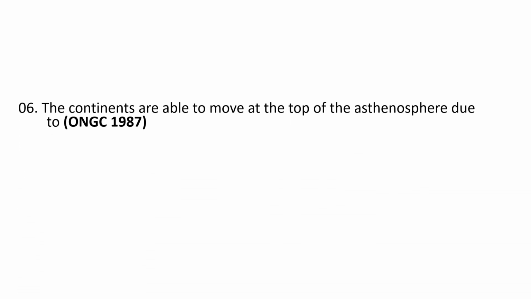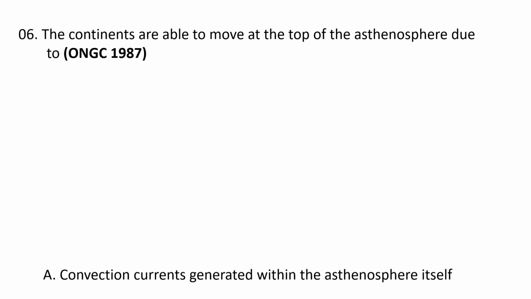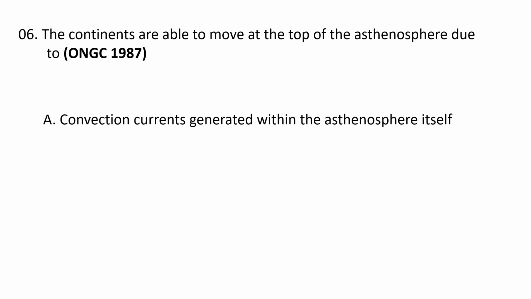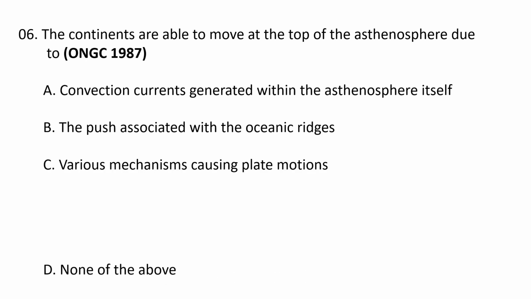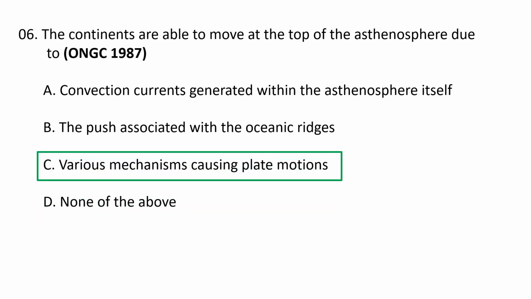Next question. The continents are able to move at the top of the asthenosphere due to A. Convection currents generated within the asthenosphere itself, B. The push associated with the oceanic ridges, C. Various mechanisms causing plate motions, and D. None of the above. So the continents are able to move at the top of the low velocity zone asthenosphere. It is due to various mechanisms causing plate motion. Not only a single mechanism, there are various other motions which are responsible for that.